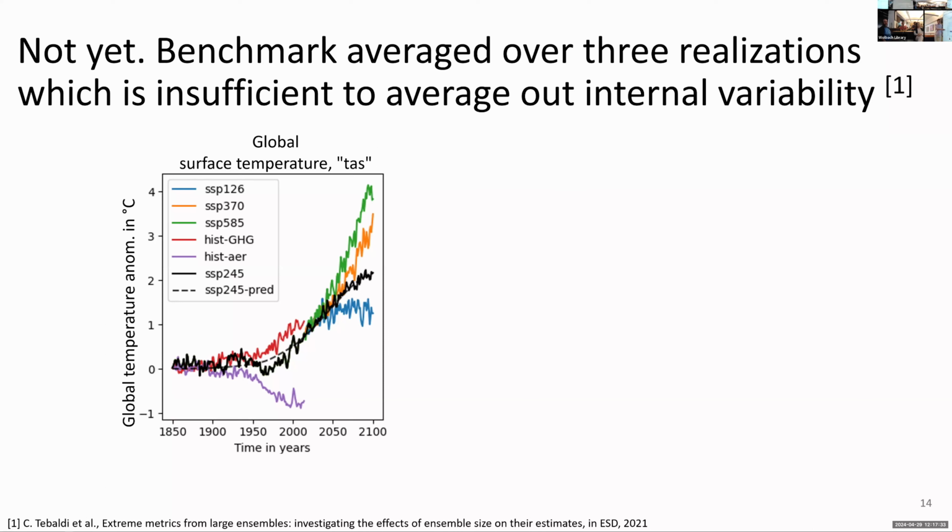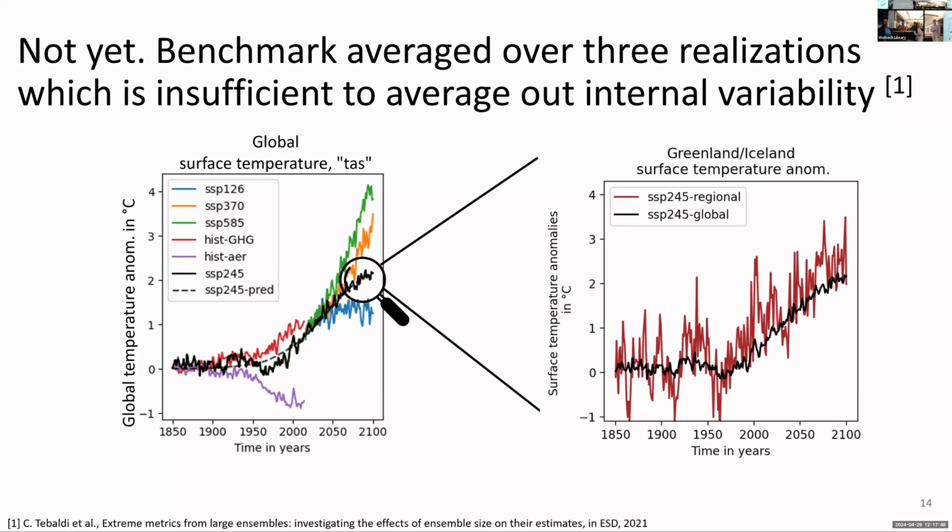These wiggles are known not to be a forced signal. They're known not to be predictable from CO2, methane, black carbon, and sulfur dioxide. So we want to average them out in our data set. And these wiggles are even stronger at the local scale.